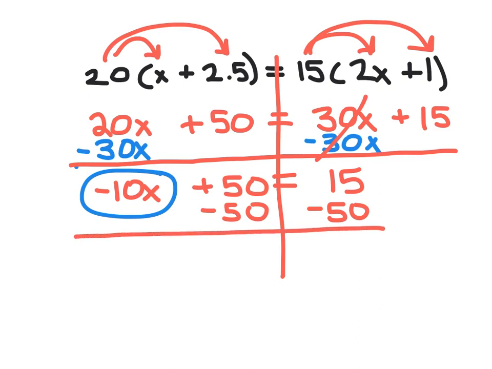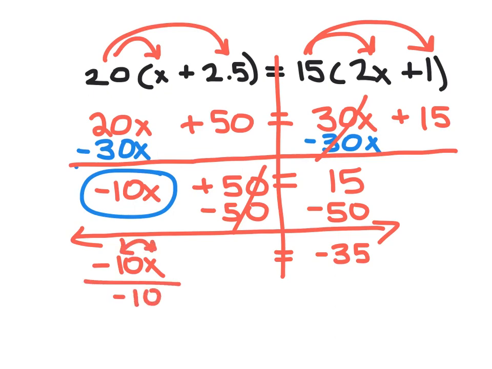Notice how whenever I do one thing to each side, I draw my line across, and then I rewrite my equation. So I've got negative 10x's, 50 minus 50 is 0, and 15 minus 50 gives me negative 35. Okay. Now my last step, I've got negative 10 times x on the left, so to undo that multiplication, I'll divide each side by negative 10. Anything divided by itself is 1, so I'm left with 1x, or just x, equals, my negatives cancel, and 35 divided by 10 is 3.5.